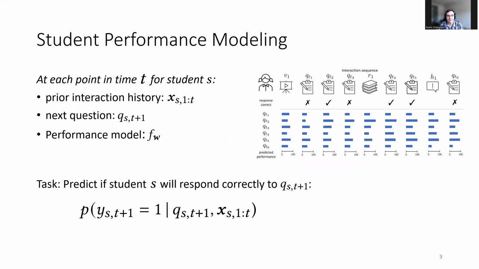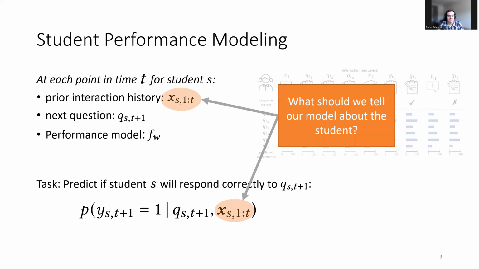If we formalize this a bit more, we can think of it that at each time step T for student S, we take the prior student interaction history and a hypothetical next question, and then pass it to the student performance model, f_W here. And the task of the performance model is to predict if student S will respond correctly to this question if it were asked next in the learning process. And one question we see here is, what should we tell our model about the student? Like, what type of student log data is most informative to make accurate performance predictions?